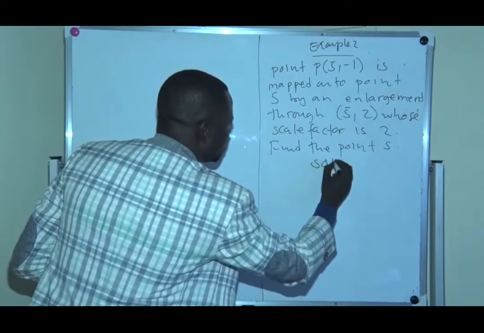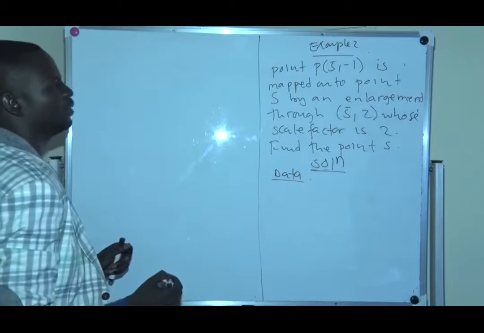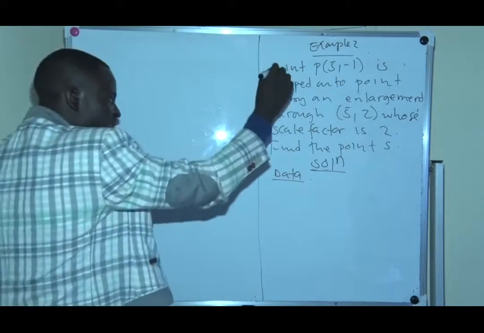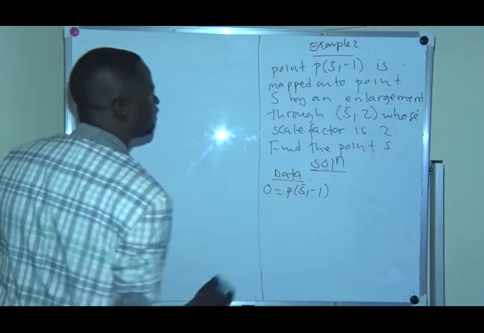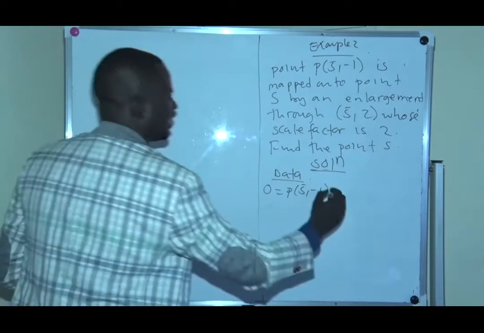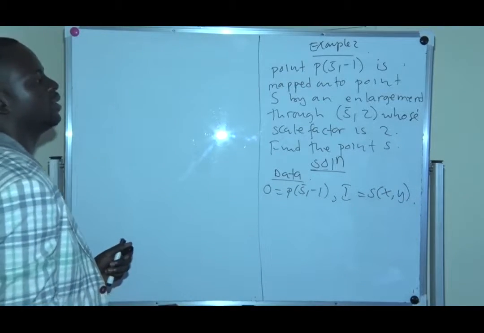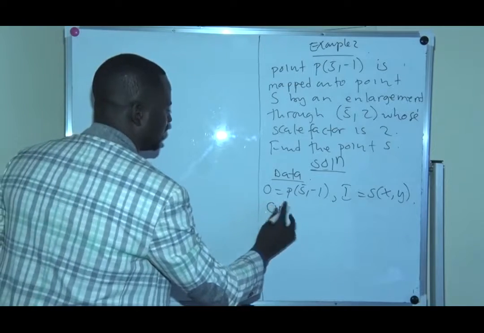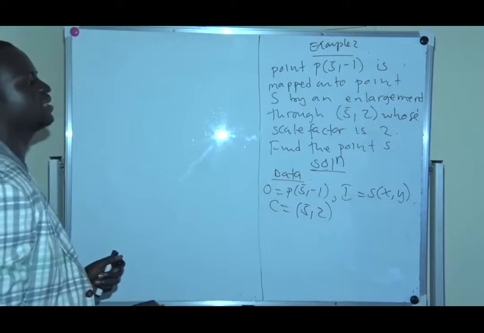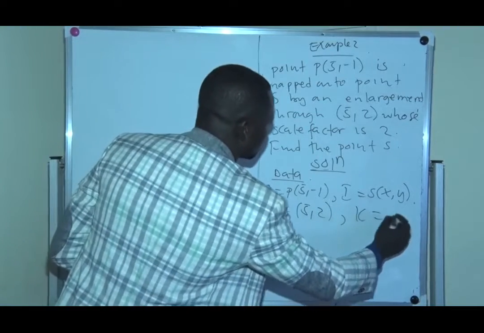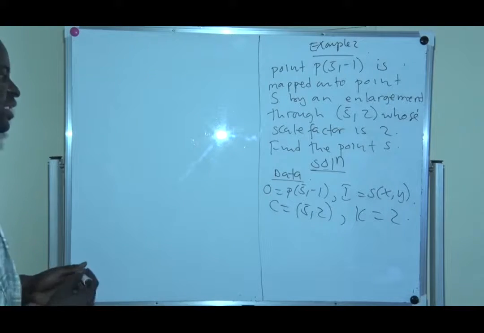So first of all, the solution. Remember I've told you, you need to have data. Data collection is important. Point P is mapped. The one being mapped is the object. So the object is P (5, -1), onto point S, that's the image, which is (x, y). Through (5, 2), that's the center of enlargement, whose scale factor is 2. Now, find the point S.